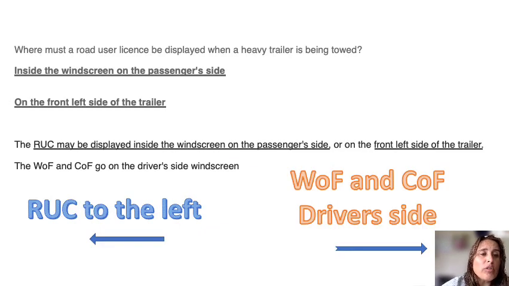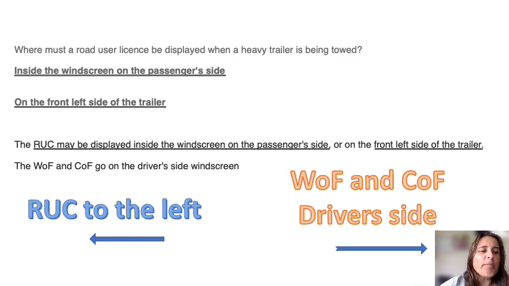Where must a road user license be displayed when a heavy trailer is being towed? Inside the windscreen on the passenger side, on the front left side of the trailer. So to the left, everybody go to the left, to the left.